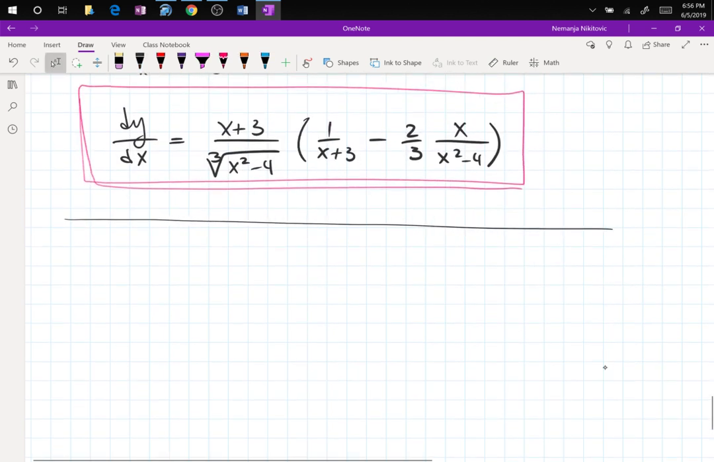Here's a problem for you guys to enjoy. What is the derivative of sine x raised to the tangent x? Because we can.